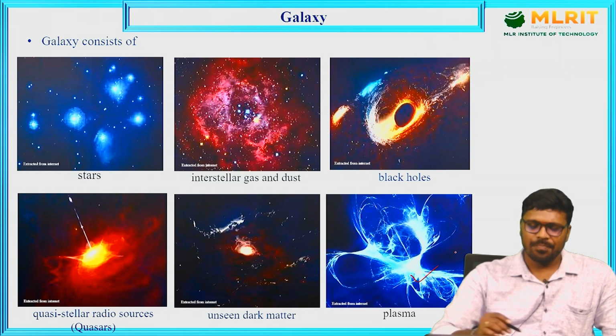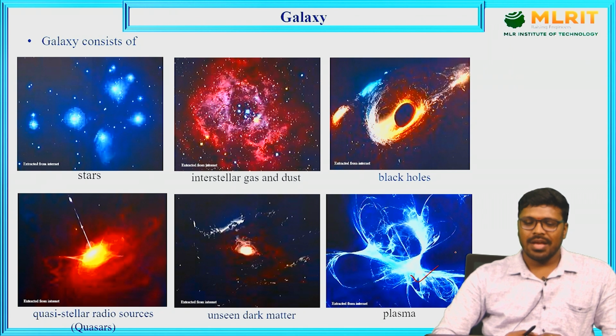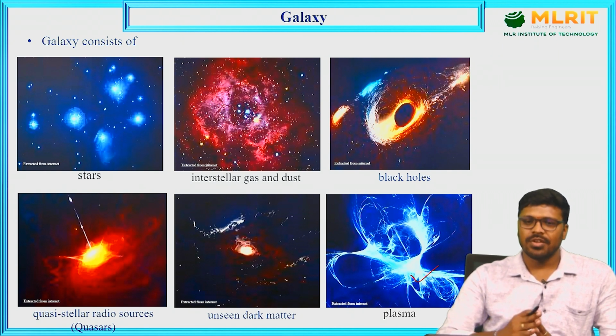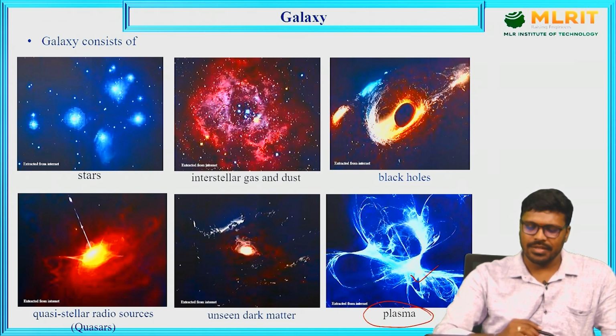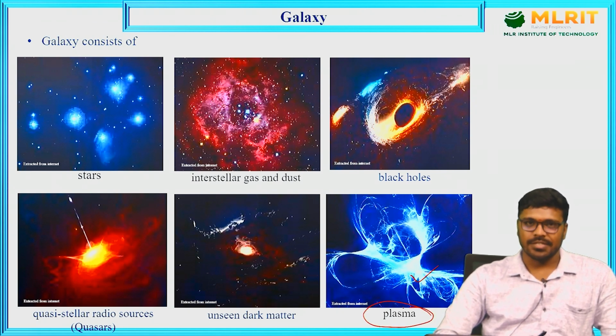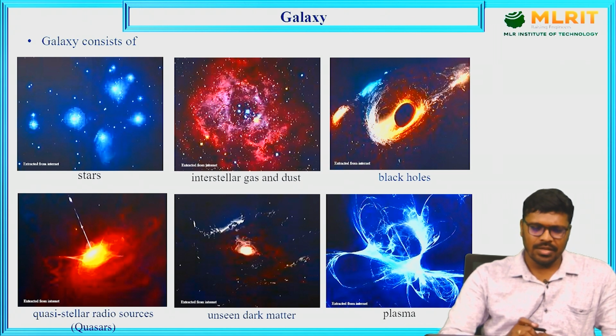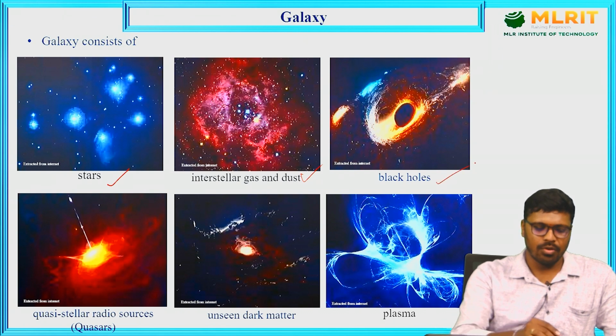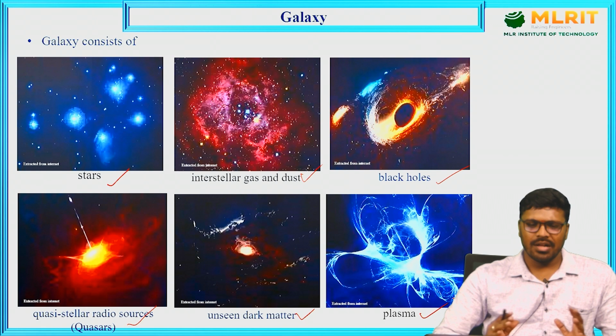And plasma. Plasma is nothing but ionized gases, whatever material which is ionized. Okay, neutral means full of electrons, and ionized, if one electron comes out from any substance, that is called ionized. So this plasma is an ionized substance. So these are all the parts of a galaxy: stars, interstellar gas and dust, black holes, quasi-stellar radio sources, unseen dark matter, plasma. All these are the parts of a galaxy.